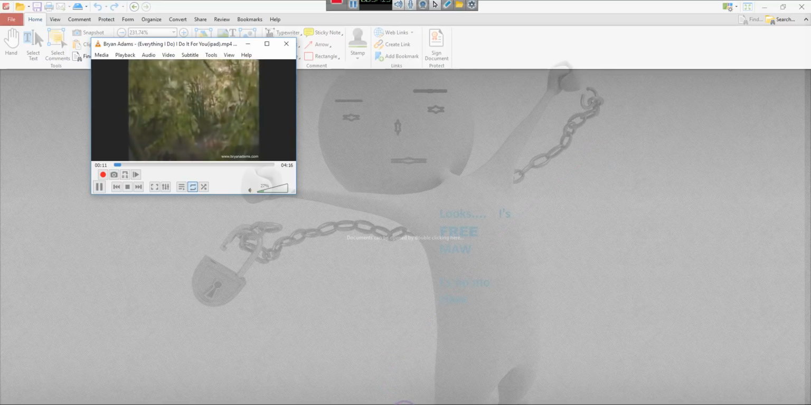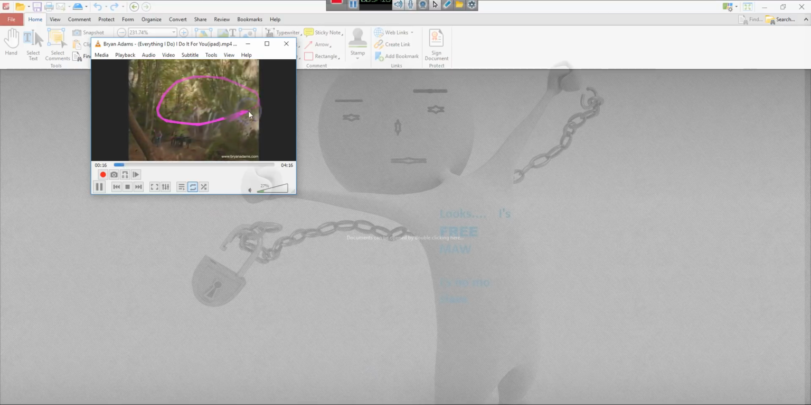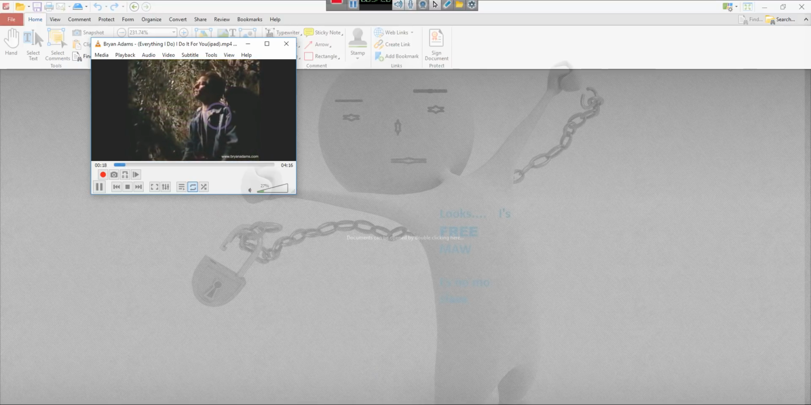That was Bryan Adams. And he's about to sing the number one song. Sorry, this song got me through many a day on vacation.